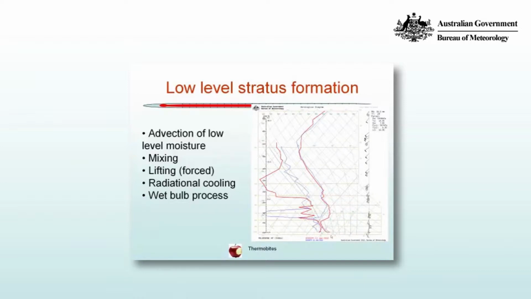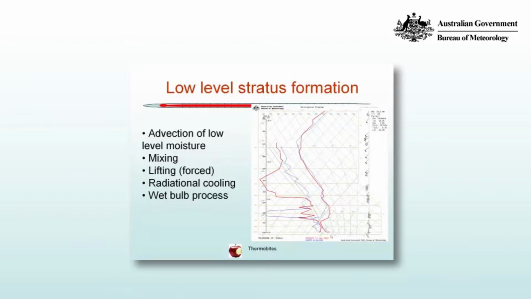Well, firstly you need a moisture source, and very often low-level stratus forms because there's advection of moist low-level air. Secondly, mixing often occurs, and you can mix between two unsaturated air masses and get a saturated air mass. So mixing mixes up air both vertically and horizontally and can produce stratus through a depth. Lifting is also good, and stratus often forms on the seaward side of mountain ranges like the Great Dividing Range, which extends up the east coast of Australia and over parts of southeastern Australia.